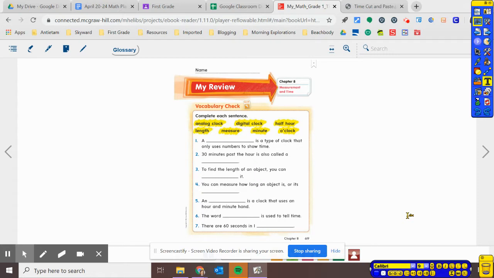Okay, so let's think. There's a type of clock that only uses numbers, and there's a type of clock that only uses hands and then numbers. So, which one only uses numbers? Is it an analog clock or a digital clock? It's the digital clock. So, we're going to write it right on the line for number one.